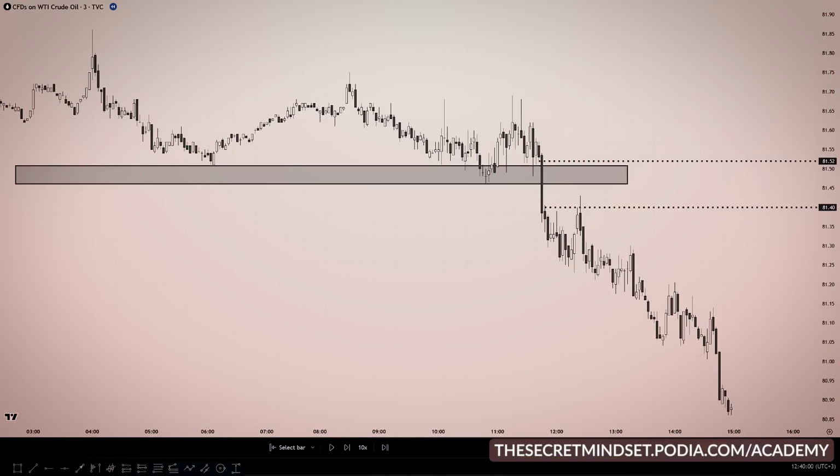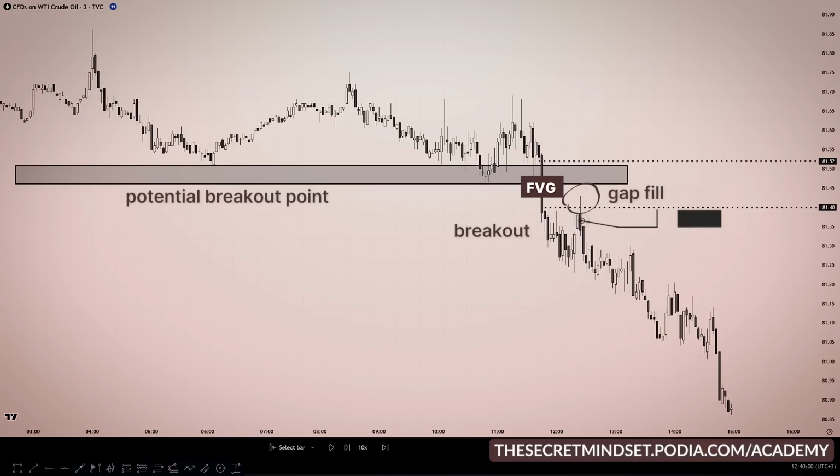Here's a sell setup. We've identified a key support level that price has been bouncing off for the past few hours. We see price approach this level and then break below it with a strong candle. This 3-candle sequence has created our fair value gap. As price retraces to fill the gap, we have our potential entry opportunity, a bearish engulfing candle. This is our confirmation signal.